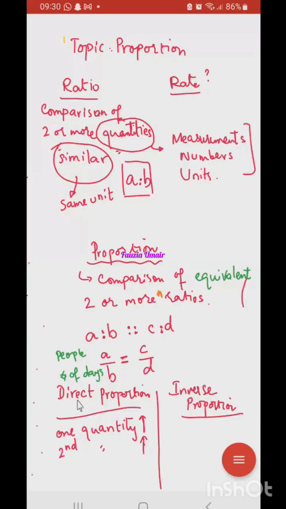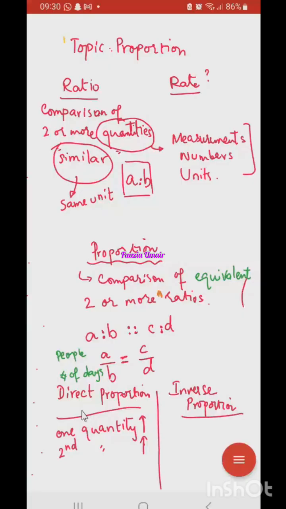So now we will come to direct proportion. Direct proportion is when one quantity increases, the other also increases. Inverse proportion is if one quantity increases, the other decreases. That is why it is called inverse proportion. So you need to remember, proportion is comparison of two or more equivalent ratios, right?